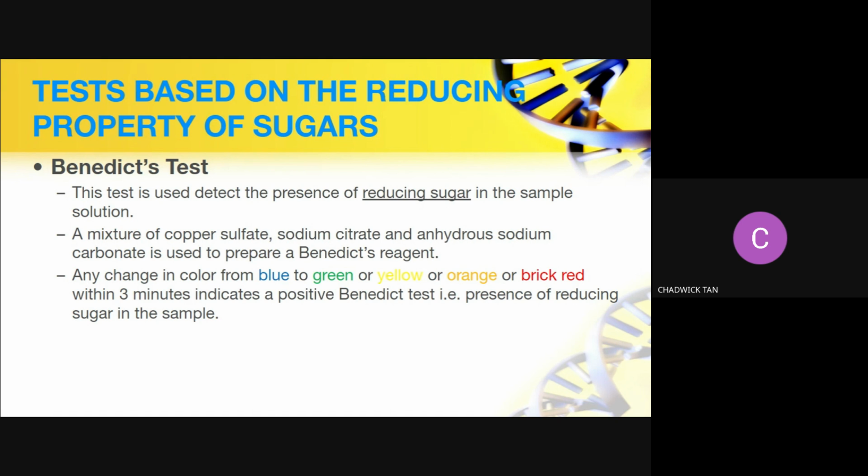Okay, again, for Benedict's test, this test is used to detect the presence of reducing sugar as well. So it's a mixture of copper sulfate, sodium citrate, and anhydrous sodium carbonate. So it's used to prepare Benedict's reagent. So any change in color from blue to green or yellow or orange or brick red within 3 minutes indicates a positive Benedict's test. So this is the presence of reducing sugar in the sample.